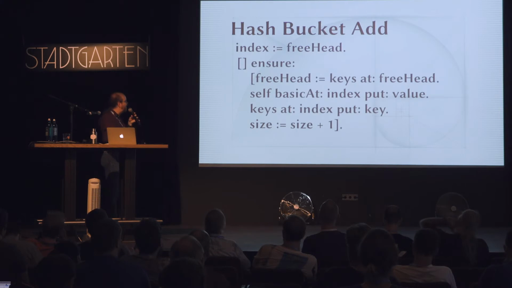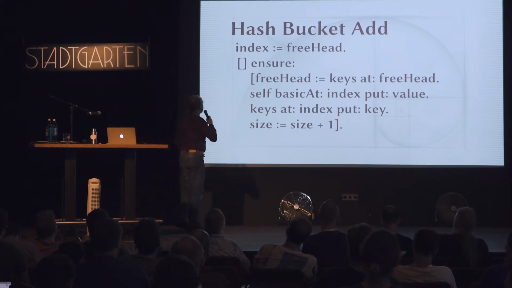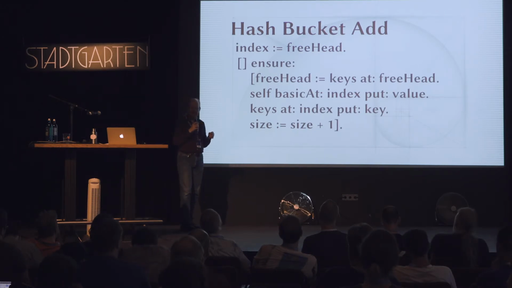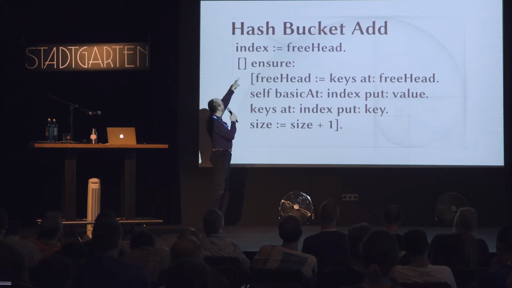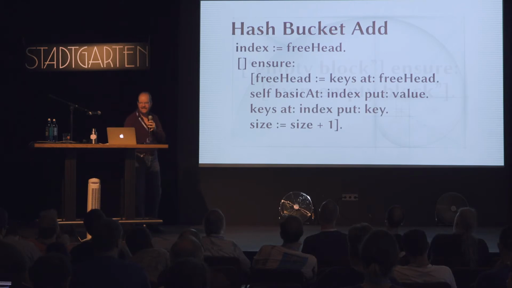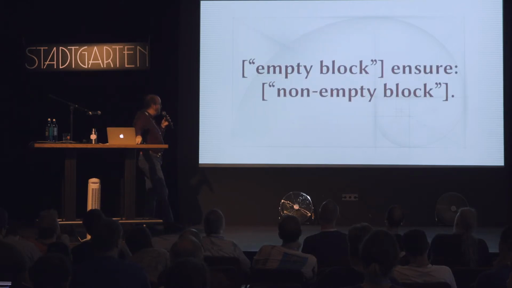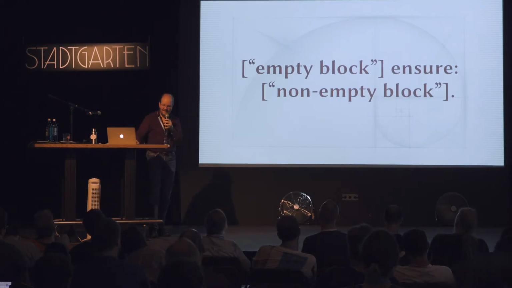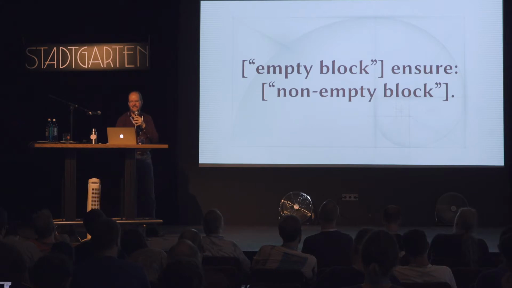So let's go back to this method for a minute and get to what I really wanted to talk about, which is there's something funny on this slide. And it's right about here. I am sending ensure to an empty block with an argument of a non-empty block. Why is that?